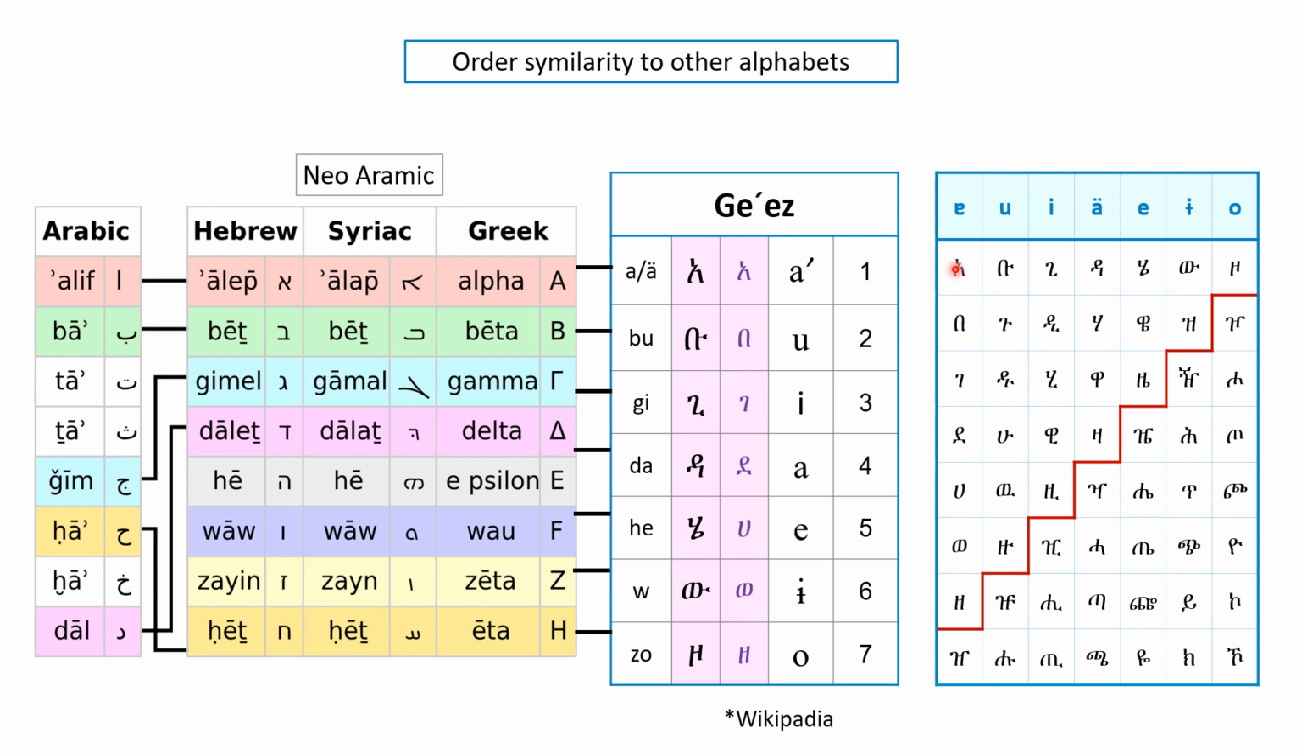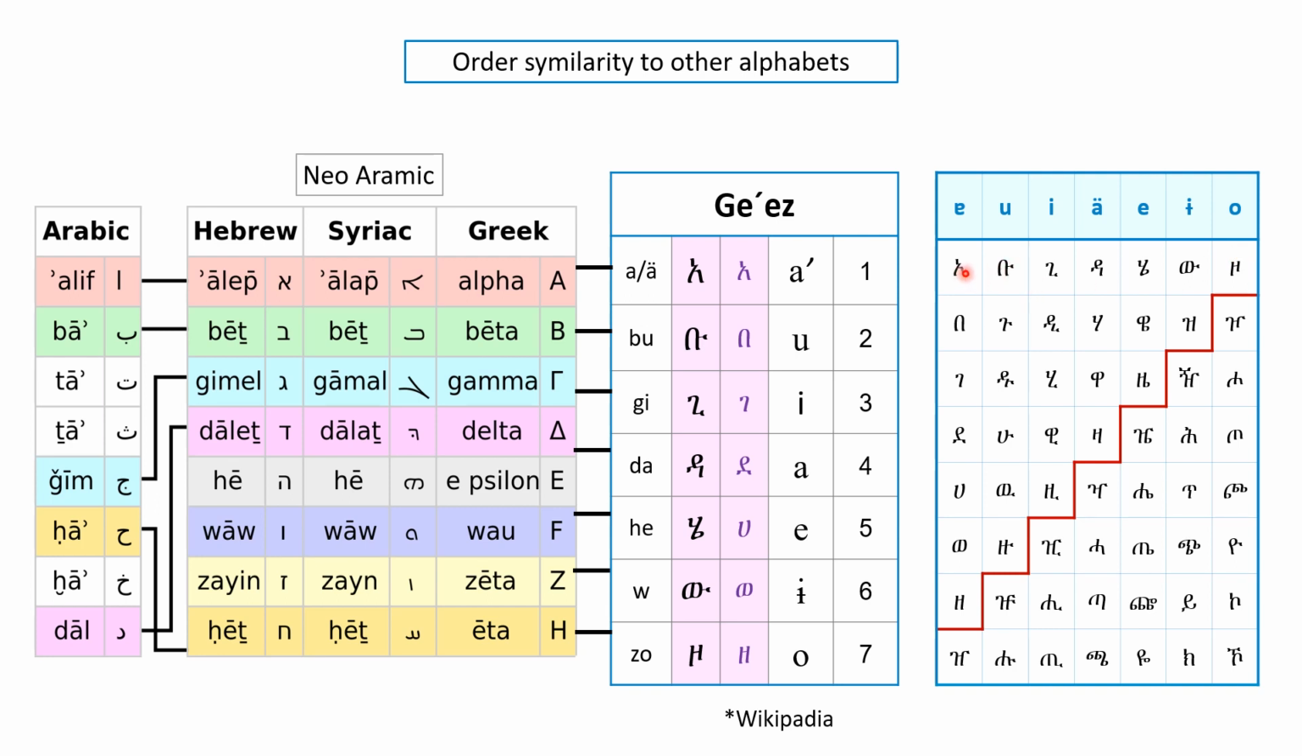Let us see the first 8 letters of Abugida. A, B, G, D, H, W, Z, J. In the rows: A, Bu, Gi, Da, He, U, Zo. If you see the 7 rows here, they are not the same as we learned before.